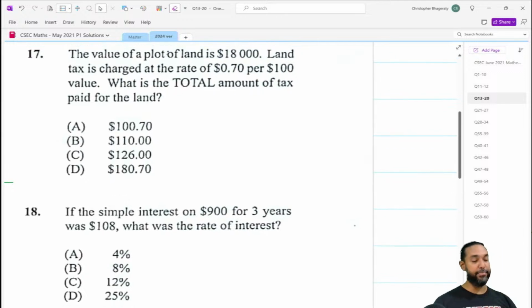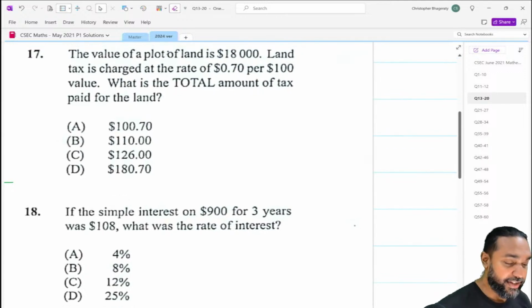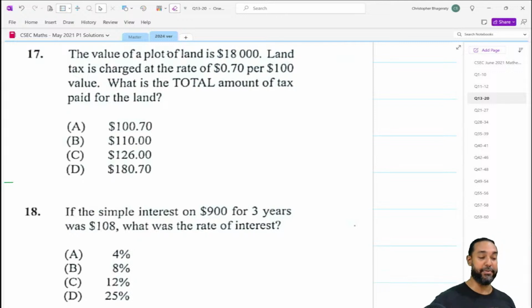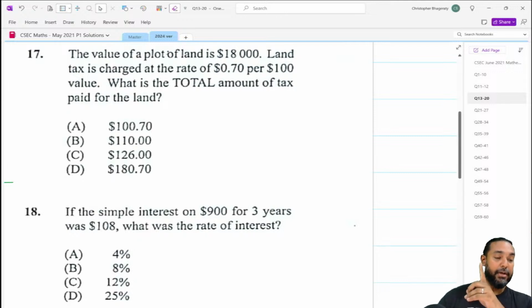So the value of a plot of land is $18,000. Land tax is charged, property tax, at a rate of 70 cents per $100 value. Now, let's read that piece again very carefully: 70 cents per $100. What is the total amount of tax paid for the land?